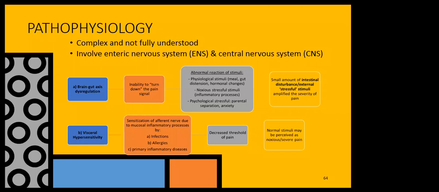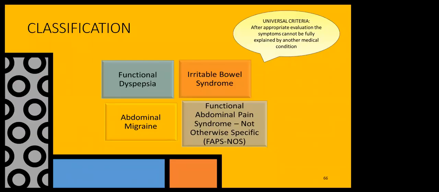So the classification of FGID, you can divide into four, which is functional dyspepsia, irritable bowel syndrome, abdominal migraine, and functional abdominal pain. Functional dyspepsia is pain or discomfort centered in the epigastric region. It can be characterized by bloating, satiety, retching, or vomiting. While abdominal migraine is characterized by recurrent episodes of abdominal pain. However, the headache of migraine is not prominent in children.